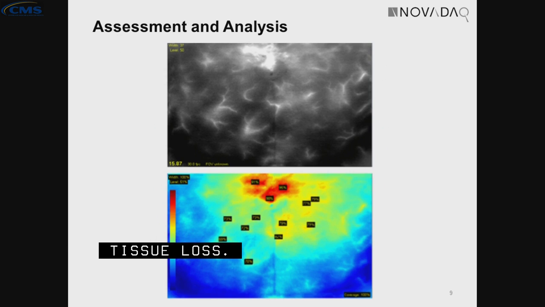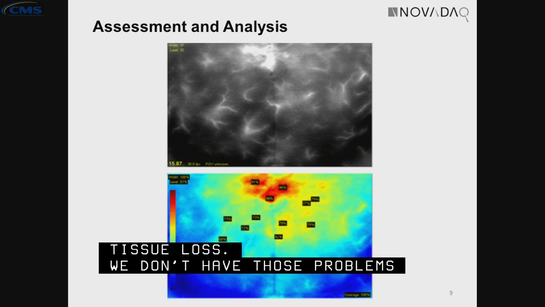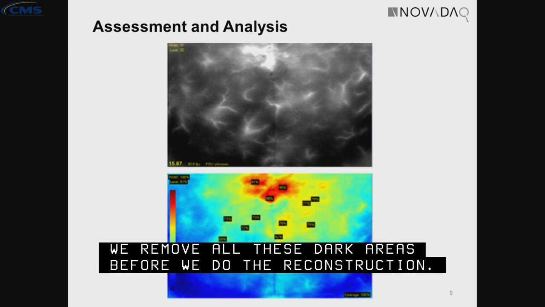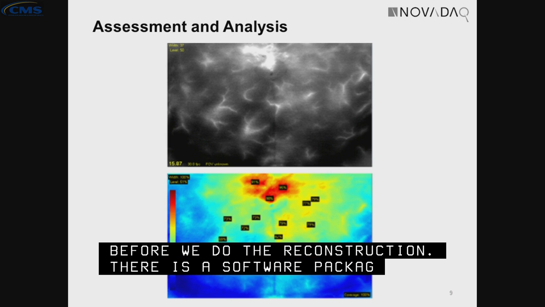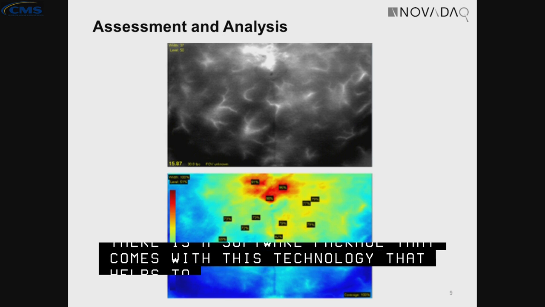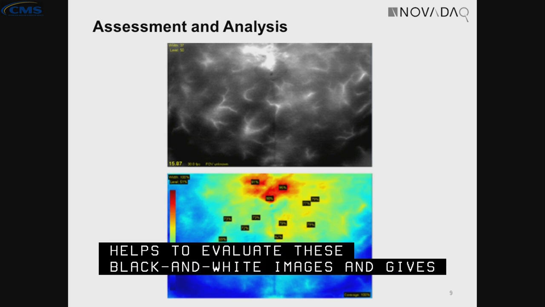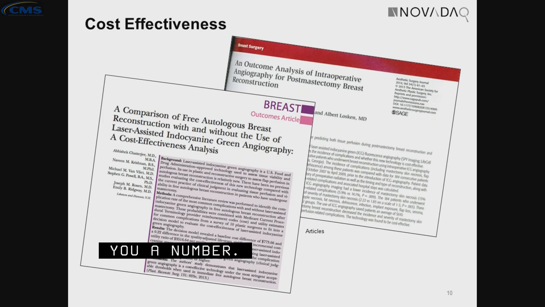We don't have those problems anymore because we'll remove all these dark areas before we actually do the reconstruction. And there's also a software package that comes with this technology that helps to evaluate these black and white images and give you a number. And that number has been shown in studies to be valuable for predicting when skin or tissue might die, which again adds value.